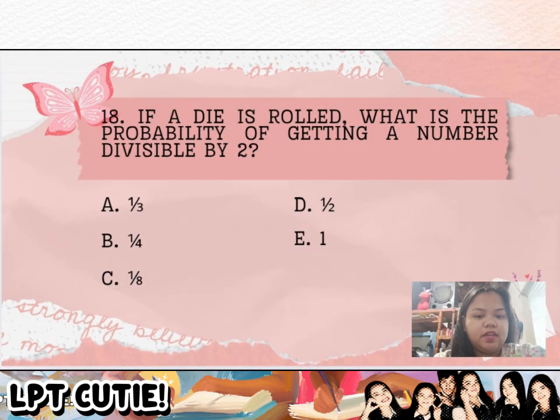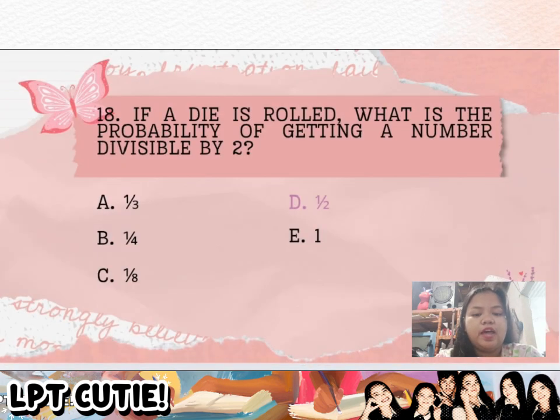Okay. If a die is rolled, what is the probability of getting a number divisible by 2? Is it letter A, 1/3, B, 1/4, letter C, 1/8, letter D, 1/2, or letter E, 1? So what do you think is the correct answer? If a die is being rolled, what is the probability of getting a number that is divisible by 2? Okay, very good. It's letter D, 1/2.